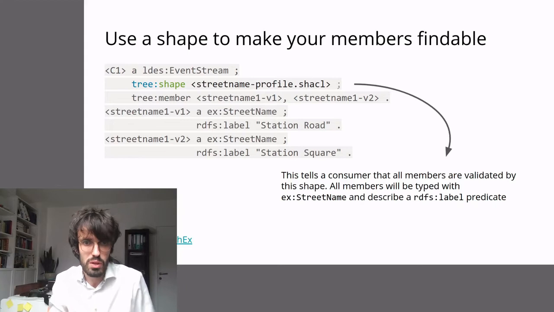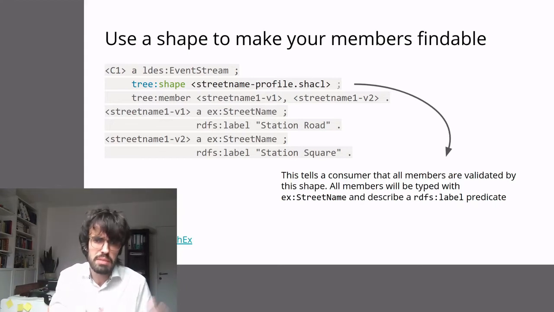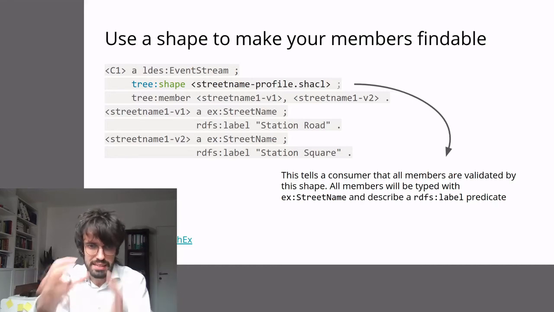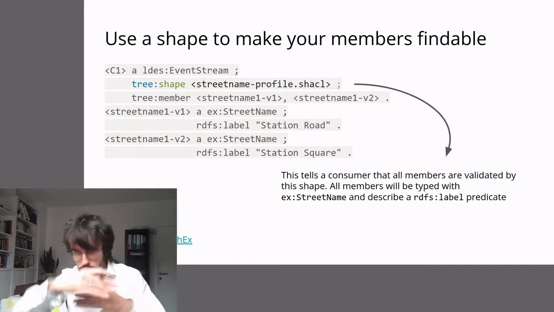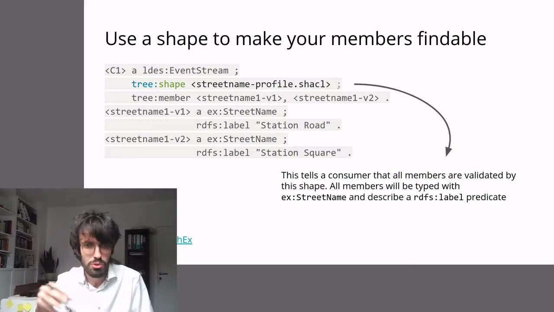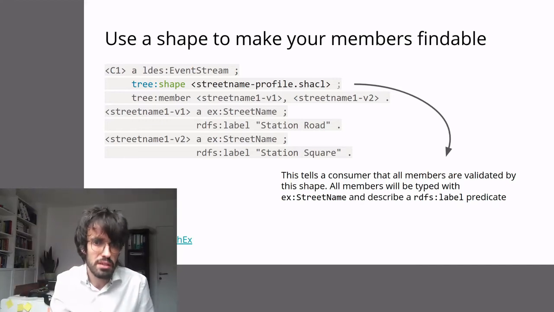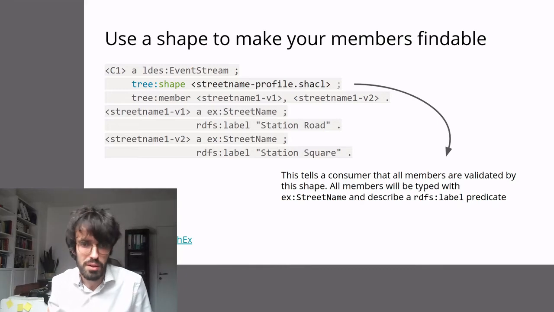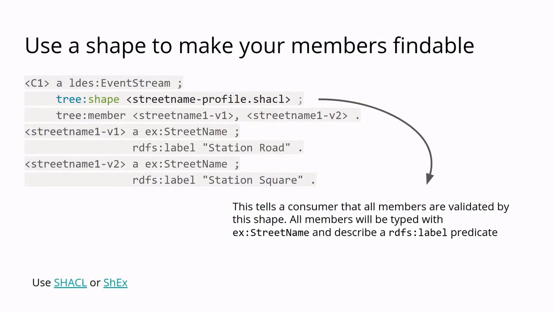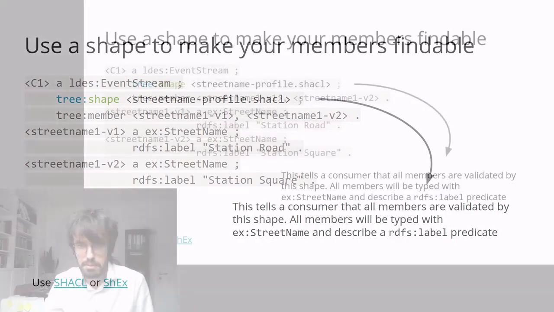But if we have one big catalog, a data catalog full of metadata, and we want to understand what data these data sets contain, we actually don't need to look at the concept of a data set anymore. We just need to look at a long list of collections, and at the shapes the members adhere to, because that will be the most interesting part for doing source selection. For example, this tells a consumer that all members are validated by that shape, streetnameprofile.shacl, and that it will always describe, for example, the RDFS label predicate.